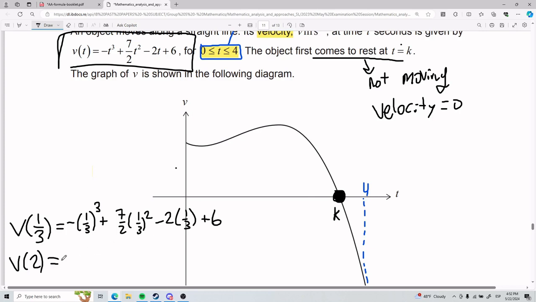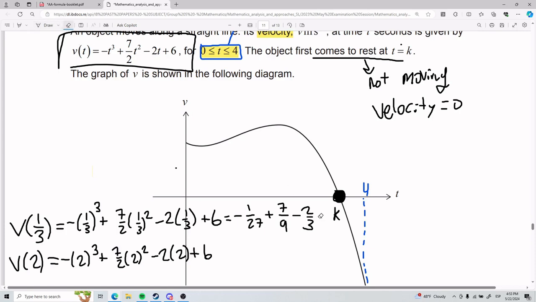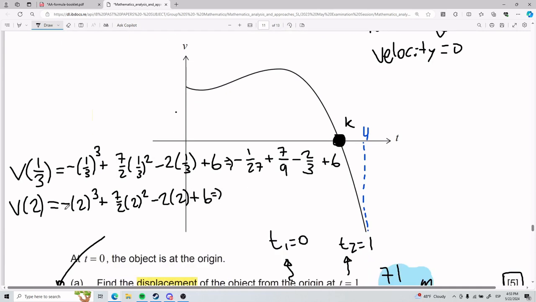And if you plug in 2, you end up with negative 2 cubed plus 7 over 2, 2 squared, minus 2 times 2 plus 6. And so this one up top, as you can see, ends up being negative 1 over 27 plus 7 divided by 9 minus 2 over 3. Now let me make a little bit of space here, so this point is k plus 6, right?